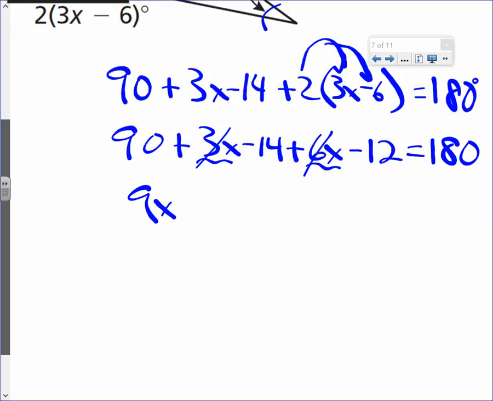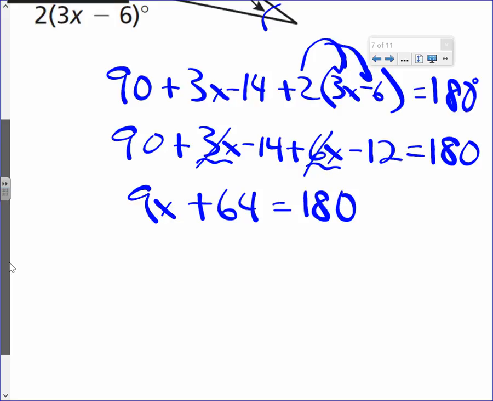You got rid of the 3x and 6x. They combined and became 9x. 90 minus 14 minus 12. Sounds good to me. Plus 64 equals 180. Is it 64? Yeah. 6, 12. Yeah. All right, cool.